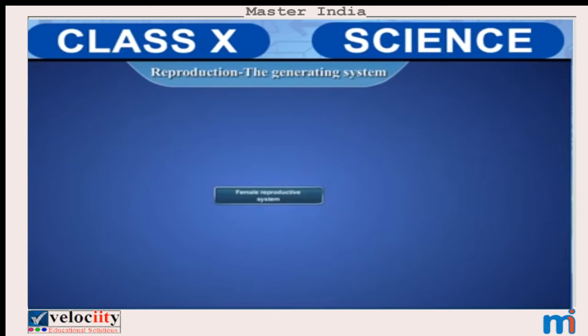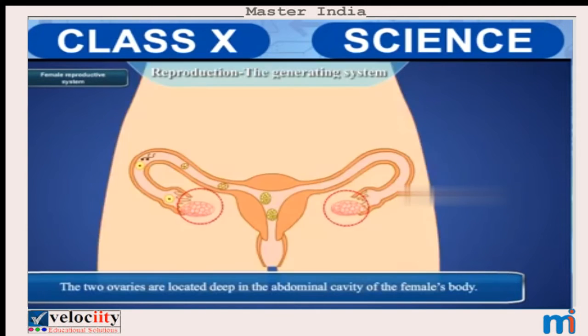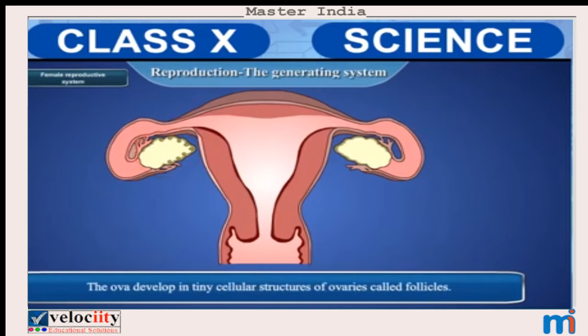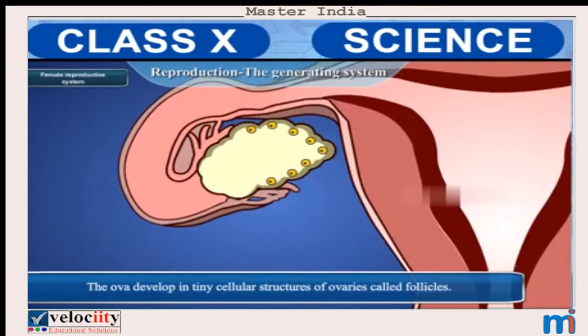Female reproductive system. The female reproductive system of human beings consists of ovaries, oviducts, uterus, and vagina. The two ovaries are located deep in the abdominal cavity of the female's body. Ova are formed in the ovaries. The ova develop in tiny cellular structures of ovaries called follicles.